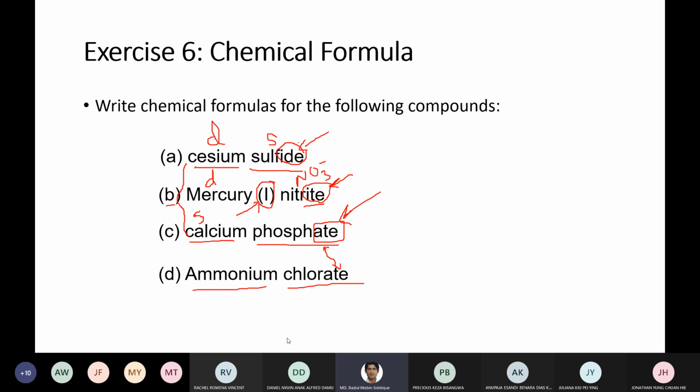If we want to write the chemical formula of a compound, we'll see cesium sulfide. Cesium, if we look at the periodic table, produces one positively charged ion, and sulfur produces a two negatively charged ion. If sulfur takes 2 electrons, it will become very stable. If cesium releases 1 electron, it will become very stable. So cesium will release 1 electron and produce the cesium plus 1 ion.